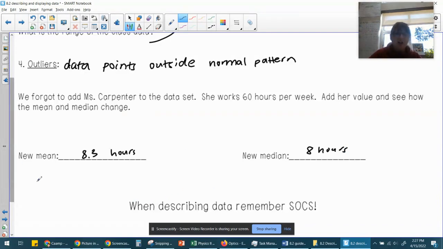So the mean changes. The mean is affected by higher numbers because we're adding up all the data points, but the median is not going to change usually for a really high or really low outlier because the middle number is not going to be affected by that high number.